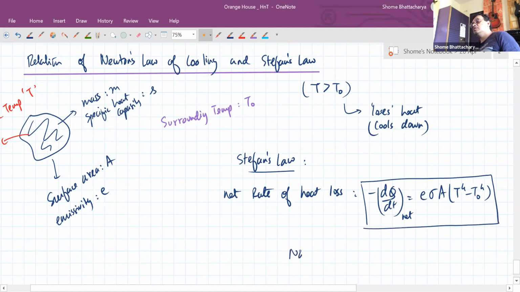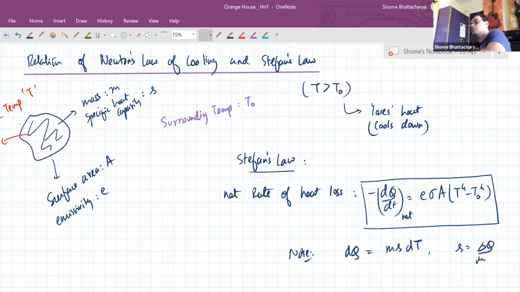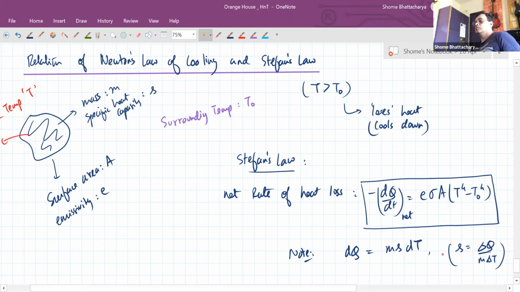Now in this, note that dQ is equal to ms dT. This is coming from the definition of specific heat capacity. So this much heat exchange causes this much temperature change. Okay. So just note down up to this point, we'll continue ahead then.